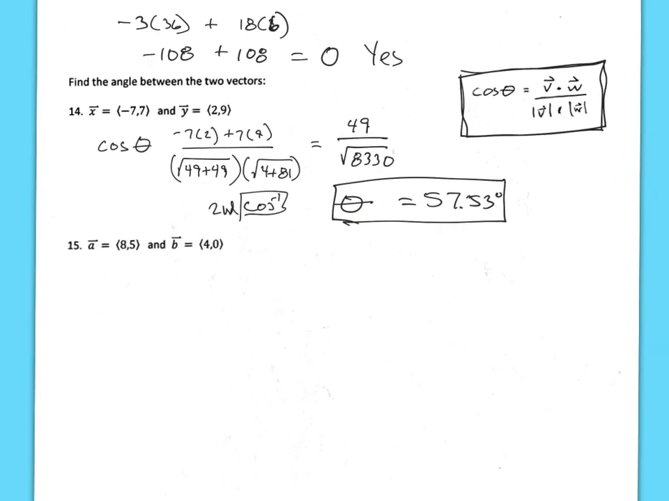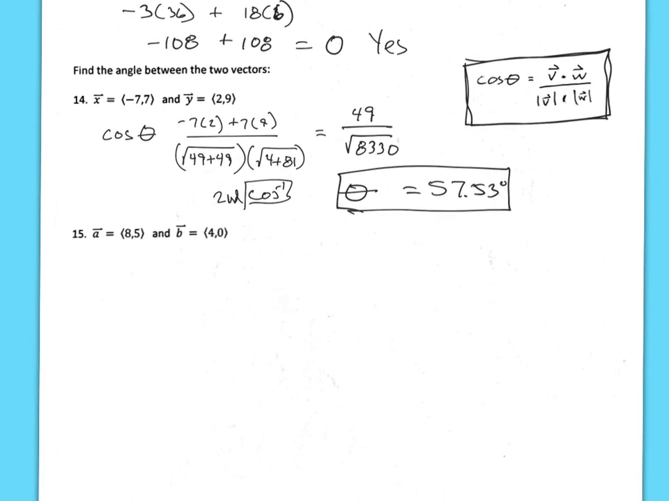All right, let's try this one more time. There is only one of these on the test. So again, it's the dot product on the top. So 8 times 4 plus 5 times 0. And then it's the two magnitudes on the bottom. The square root of 8 squared plus 5 squared times the square root of 4 squared plus 0 squared.